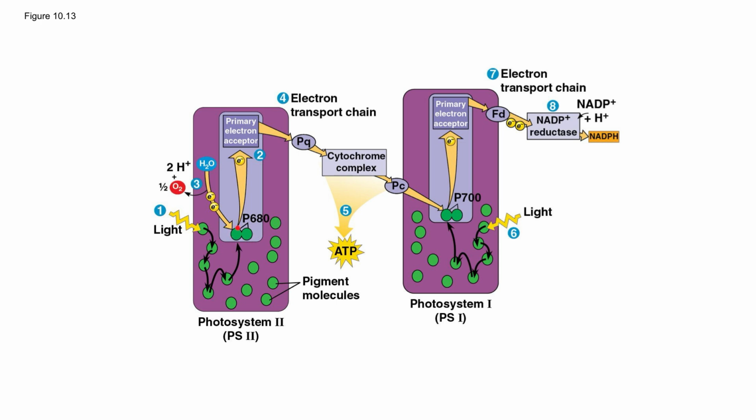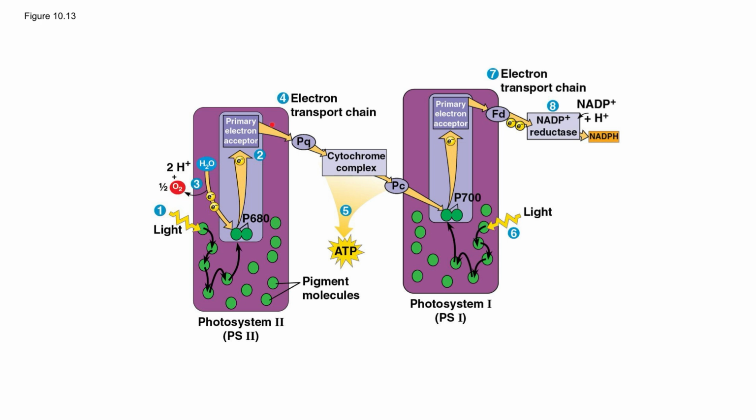Now this P680+ has lost its electrons, and what is also happening at that same time is that water is going to be split by enzymes, and the electrons that are released are going to be transferred back to the P680+, thus reducing it to P680. And as a result of this water-splitting reaction and the electrons being transferred, oxygen is also going to be released as a byproduct.